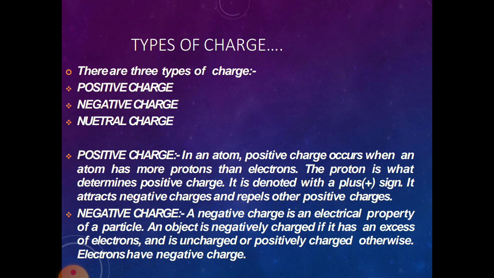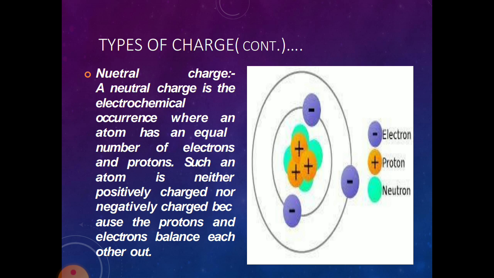Let's learn about negative charge. A negative charge is an electrical property of a particle. An object is negatively charged if it has an excess of electrons, and is uncharged or positively charged otherwise. Electrons have negative charge.